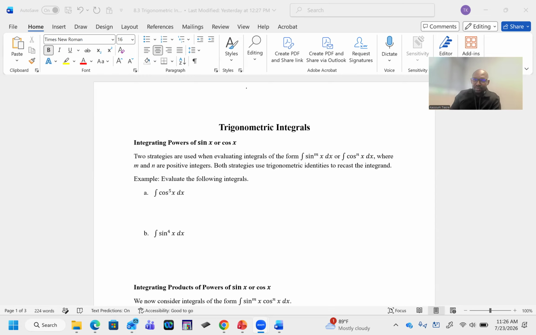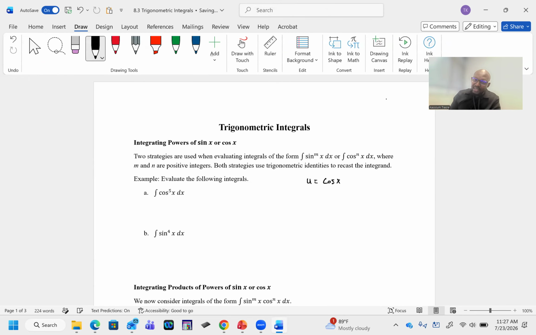So you need to remember, in both ways, we will be using substitution. When we use substitution, if you say u is, for example, cosine x, then you need to know what du will be. du will be negative sine x dx, right? So I will need sine x dx. Or if you say your u is sine x, your du will be what?